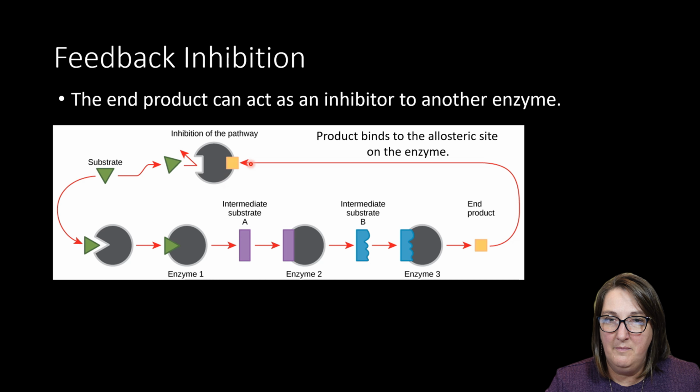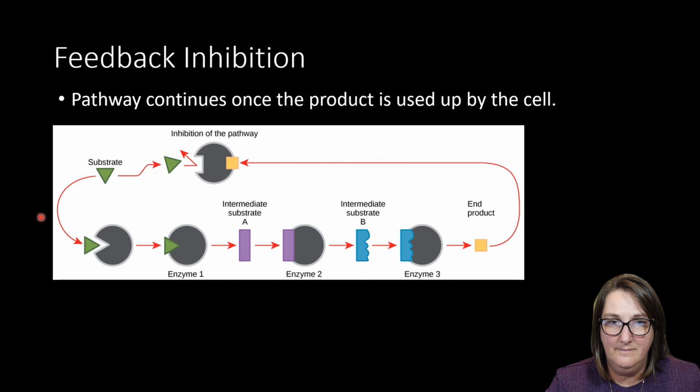All right, so the product's going to bind to my allosteric site, and it's going to continue until the product is used up by the cell. So the cell will use up the product, and then it can start the cycle again, and then once this fills up, it will stop, and it will just keep going into this loop.